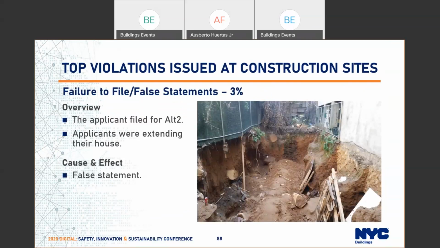Failure to file or filing false statements is another leading violation that is issued. Typically, in an effort to reduce costs, false statements will be filed. A permit for a particular type of work will be pulled, but in reality, they are performing a lot more than indicated in the permit application. In this instance, a permit was filed for some minor work, but nowhere did it indicate they planned on performing excavation in the backyard of the home. They did not disclose the full scope of work.